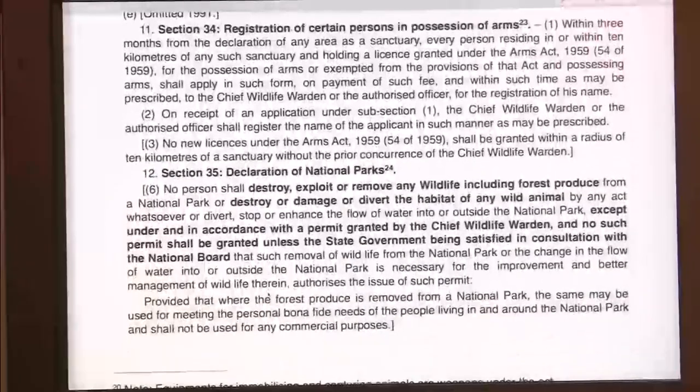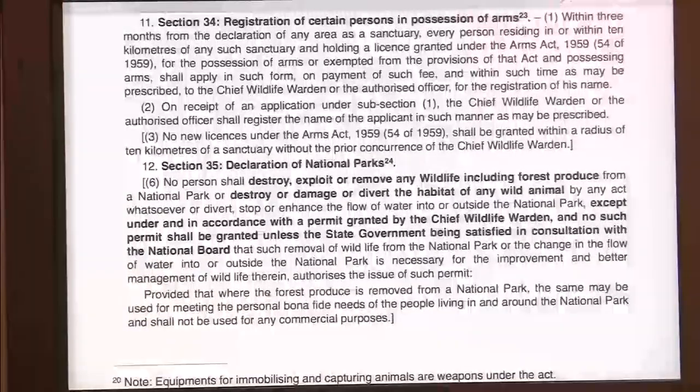Next, section 34 states registration of certain persons in possession of arms. So, if there is any person who is residing in or within 10 kilometers of any sanctuary and is holding a licensed arm, then he or she needs to register so that these arms are not used for poaching of wildlife under any circumstances. Next, we have declaration of national parks.